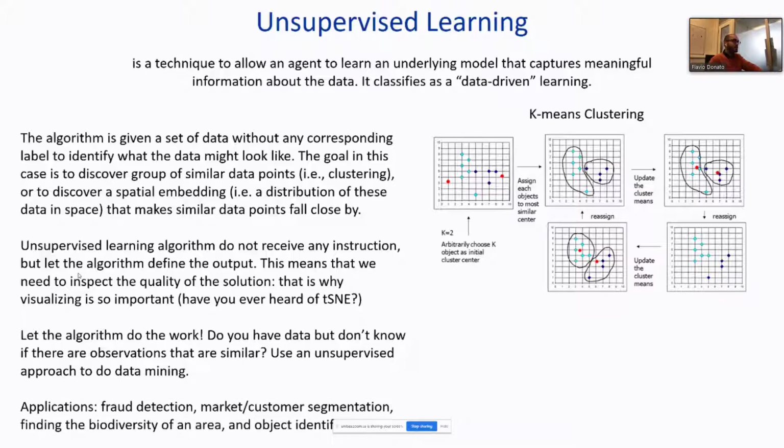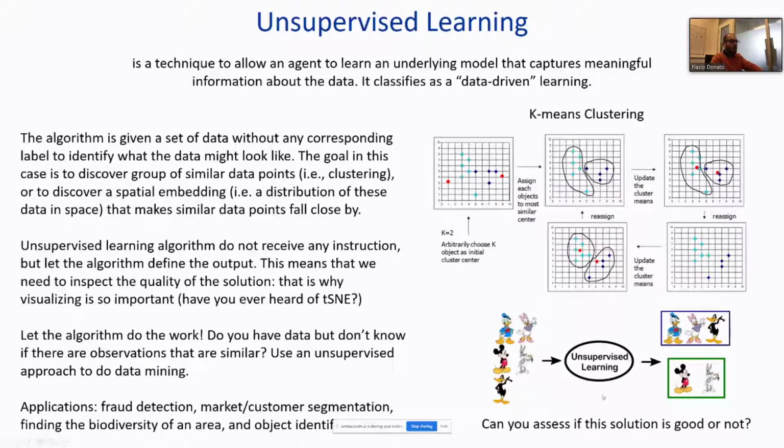The applications are detection of fraud, for example, segmentation of the market, monitoring biodiversity in an area, object identification, and so on and so forth. One example of unsupervised learning is giving the algorithm these cartoons or comics, and finding that, as a solution, the unsupervised learning algorithm puts together ducks with non-ducks. If I need to anthropomorphize what the algorithm did, everything that has a yellow beak and yellow feet goes into the same category, and those are ducks, and these are non-ducks.